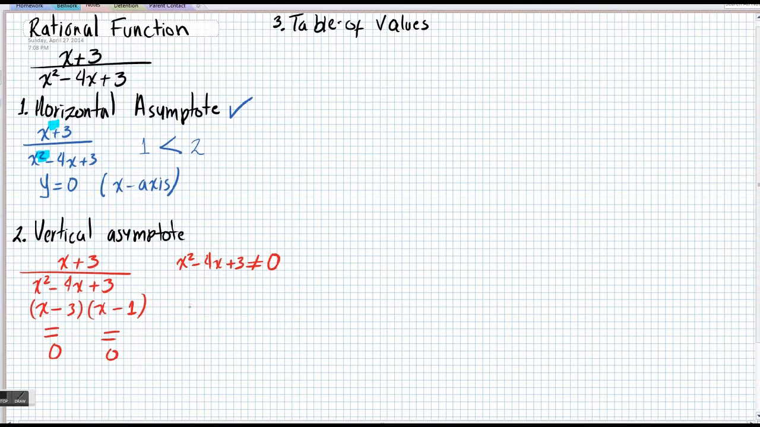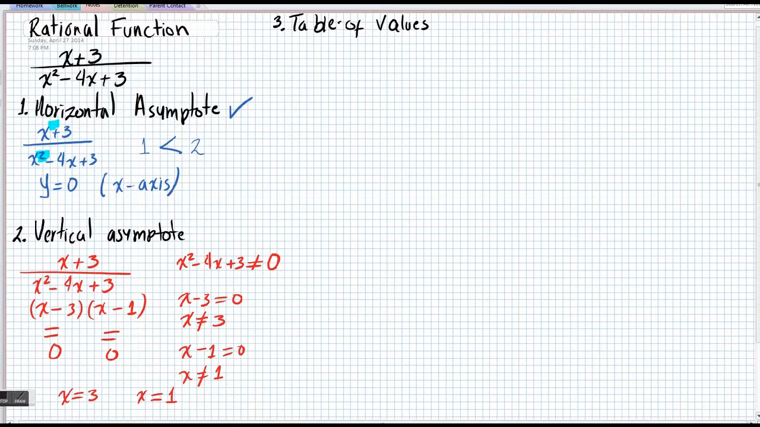Now, we get that x minus 3 is equal to 0, making x equal to 3, and x minus 1 is also equal to 0, and x is equal to 1. 3 and 1 are the numbers that we cannot have, but they're also important because they are, by definition, vertical asymptotes. In fact, vertical asymptotes are just numbers that we cannot have. They represent the numbers that cannot be.